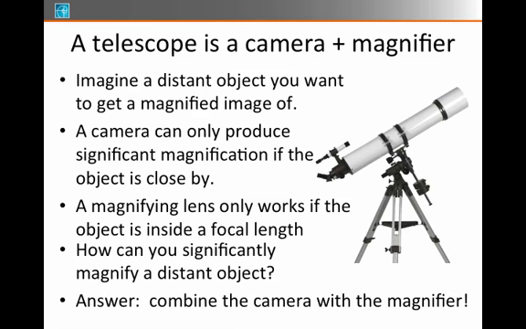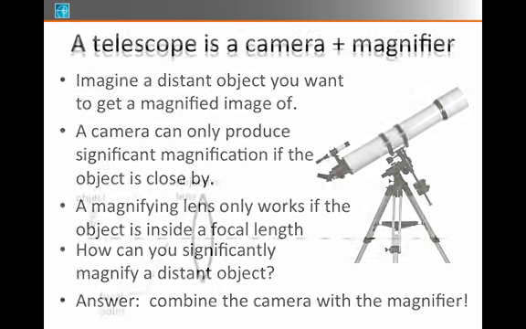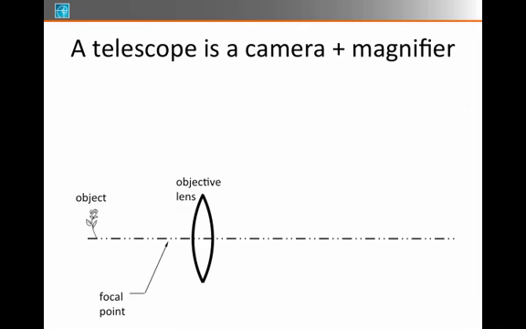The answer is actually to combine these two kinds of lenses together. Even though they're both convex lenses, we chain together these two concepts, a camera with a magnifier. Let's see what that means. So let's take a look at taking a camera lens and a magnifying lens, put them one after the other.